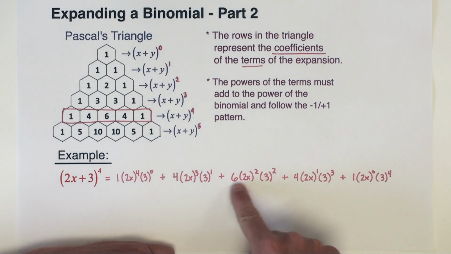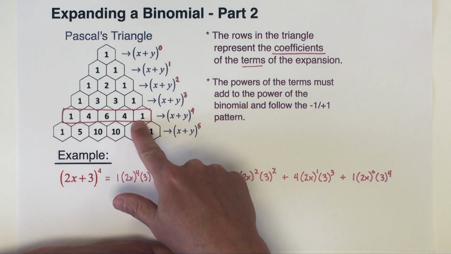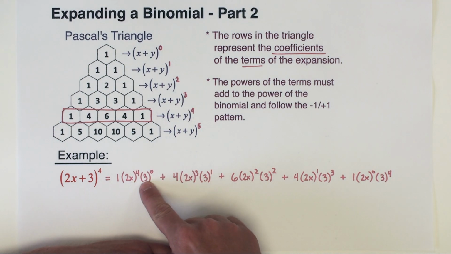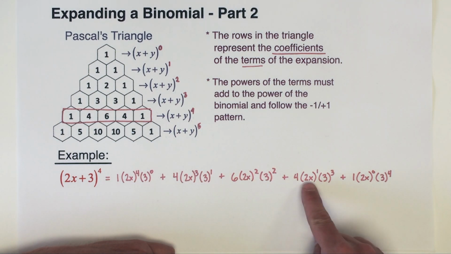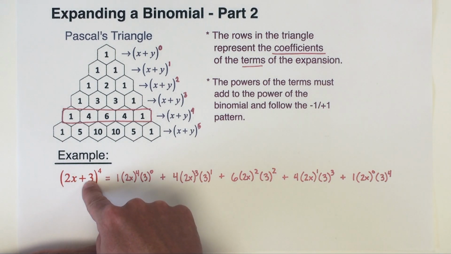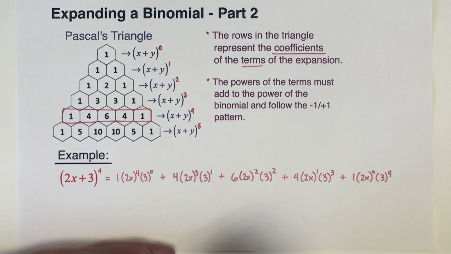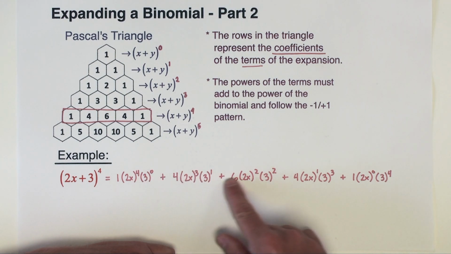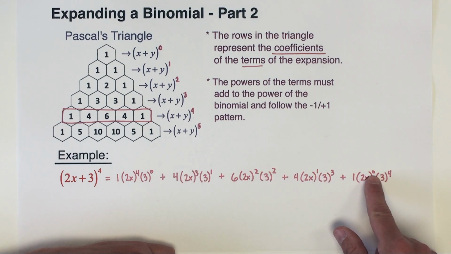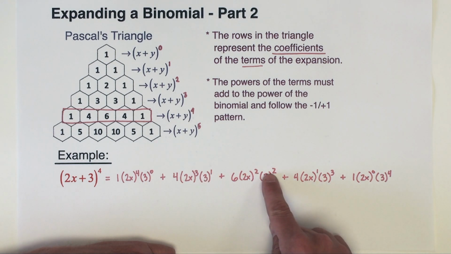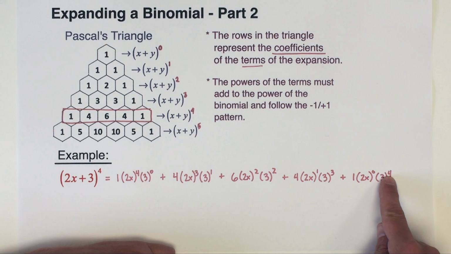Besides the 1, 4, 6, 4, 1, which are the numbers in the row of this triangle, what you see happening is that every term has a 2x and a 3. All right? They all have the same two terms that we see right here in the binomial. Now, also what happens is the powers. Notice how I adjusted the powers. The 2x started with a fourth power, went down to 3, 2, 1, and 0. 3 started at 0 and went to 1, 2, 3, 4.